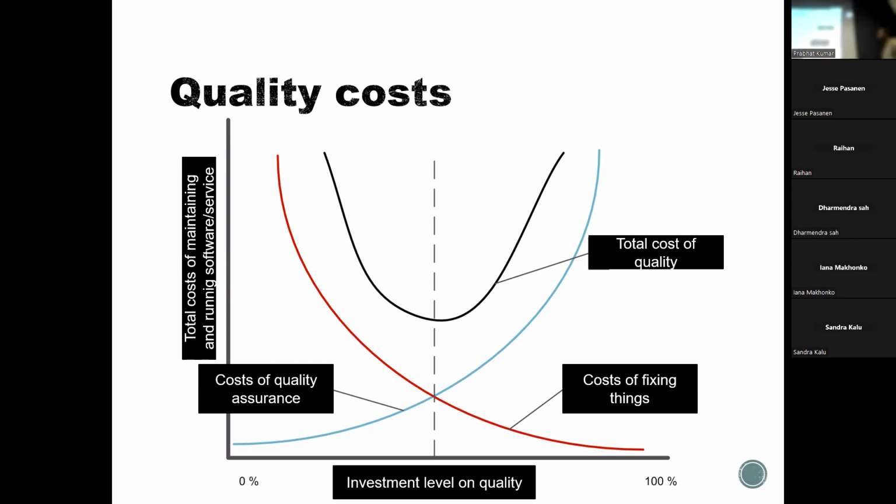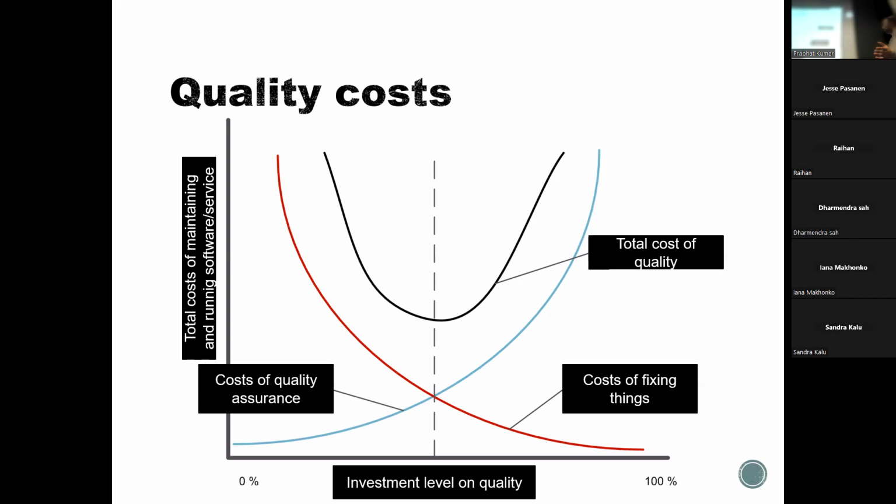It means you have investment. If you are going to invest less on quality, ultimately you are going to invest more on fixing things, right? Because you have not followed any guidelines. You have just built a product and now it is being used, right? Now during its usage, you are getting more and more bugs, and if you want to fix those bugs, you are going to invest more on the cost of fixing those things.